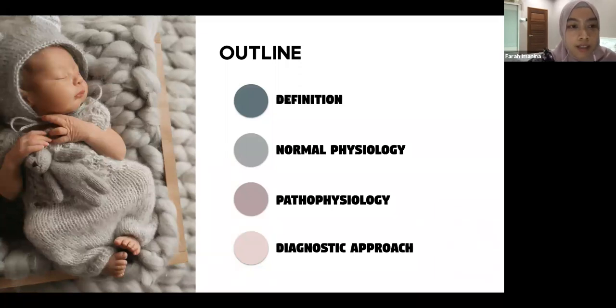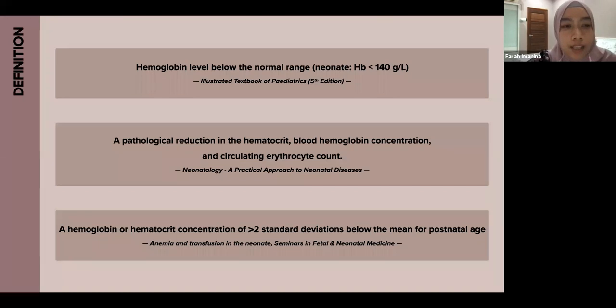Let's take a look at the definition. Here I have put 3 definitions. The first defines anemia as a hemoglobin level below the normal range, and according to this textbook, for a neonate it is hemoglobin of less than 140 gram per liter. The second defines anemia as a pathological reduction in the hematocrit, hemoglobin, as well as the erythrocyte count. The last defines neonatal anemia as a hemoglobin or hematocrit concentration of more than 2 standard deviations below the mean for the postnatal age of the patient.